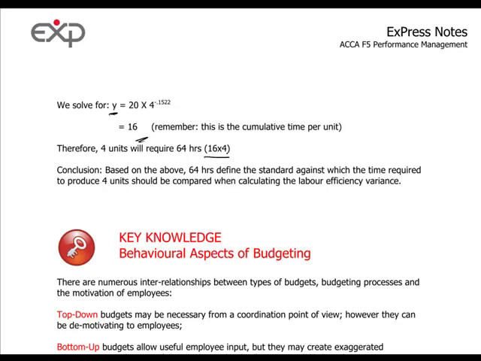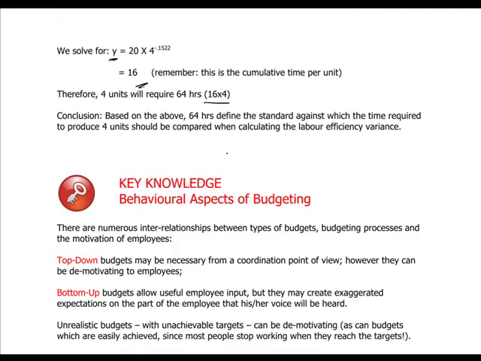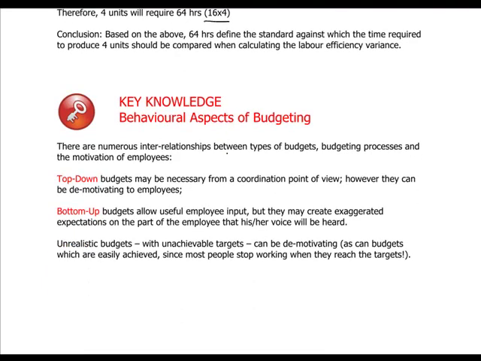Please also do not forget the behavioral aspects of budgeting. There are relationships between types of budget, the budgeting process, and the motivation of employees. You can imagine that the top-down budget might be necessary from a coordination point of view, but it can be demotivating to employees, because they might have the impression that their performance will be measured against some figures that are imposed by the company's top management.